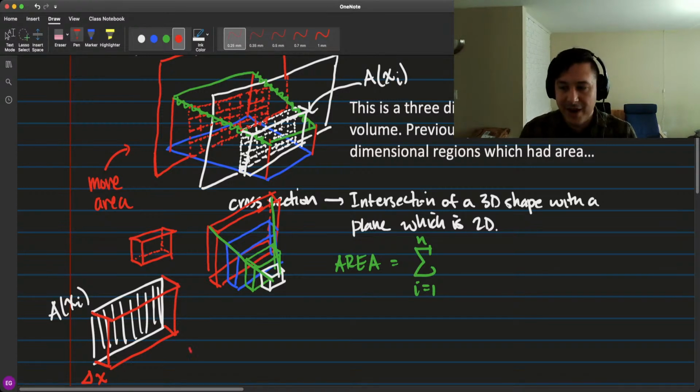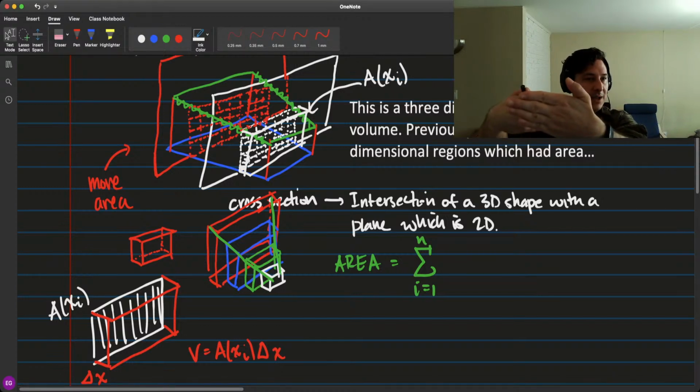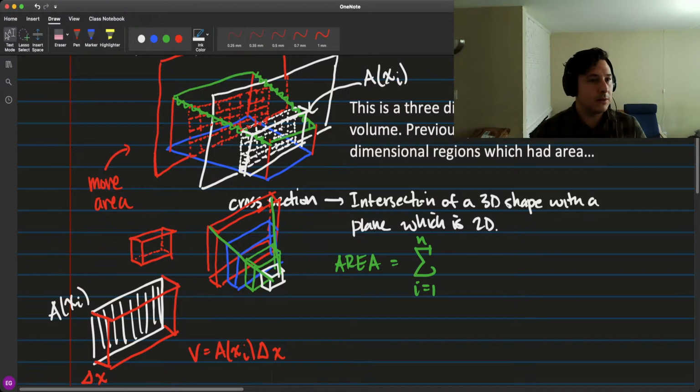We're going to extend it out by the width delta x. So does it make sense? The volume of this thing is the area of the white part times the width delta x. Does that idea make sense to people? You take your sheet of paper and you stretch it out and now you have a rectangular prism. Yes? No? How do we feel about that? I need reacts.